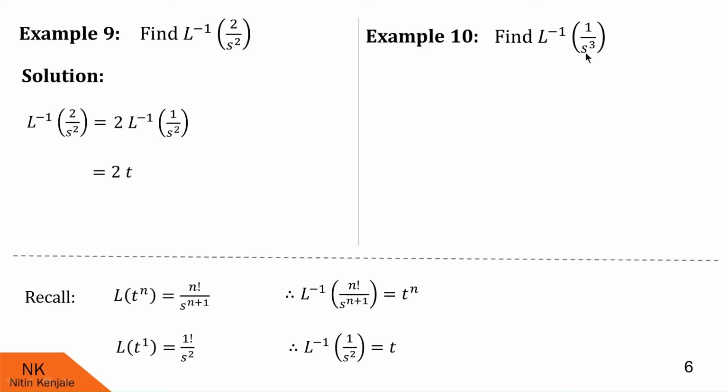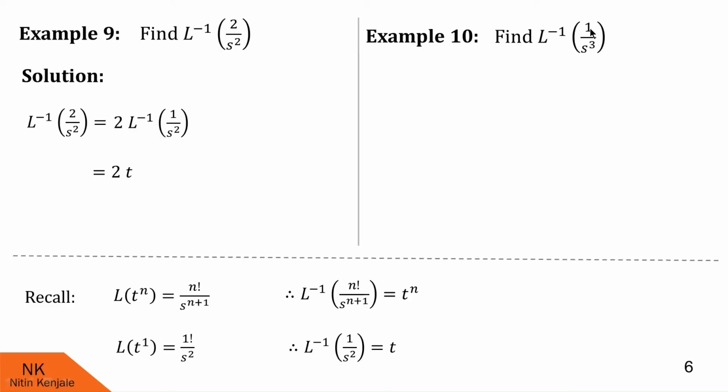Note that this s raised to n plus 1 term is the denominator of Laplace of t raised to n. So here 1 is added in the power of t. So what is the power of t in this particular case? It has to be 2. So n is 2 in this particular case. We should have 2 factorial in the numerator of s raised to n plus 1, or s raised to 3.